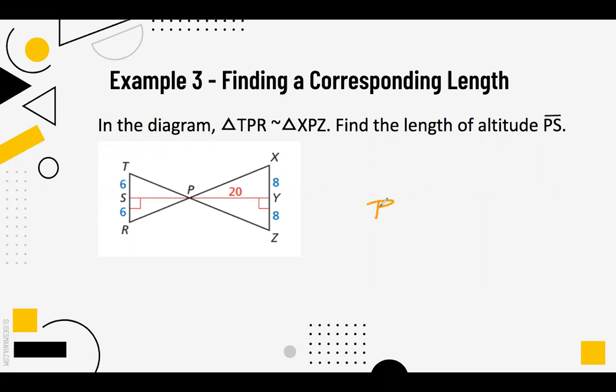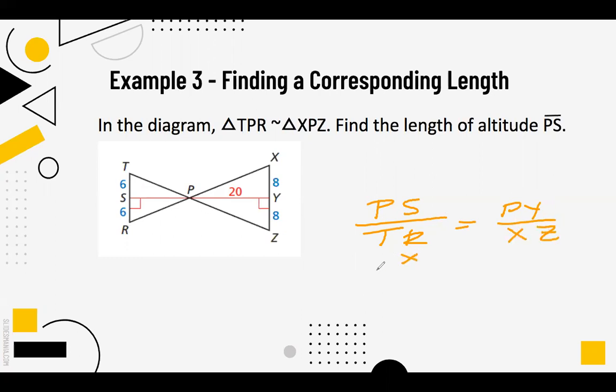So I'm going to start with PS so that I know what I'm looking at. PS is in the triangle on the left, and I'm going to compare it to the one side of that triangle that I know, which is TR. And then the same portion that is in the triangle on the left, that's PS, is going to be PY on the right. And TR is going to correspond with XZ on the right.